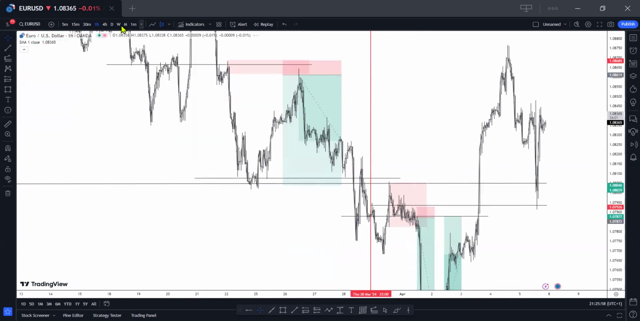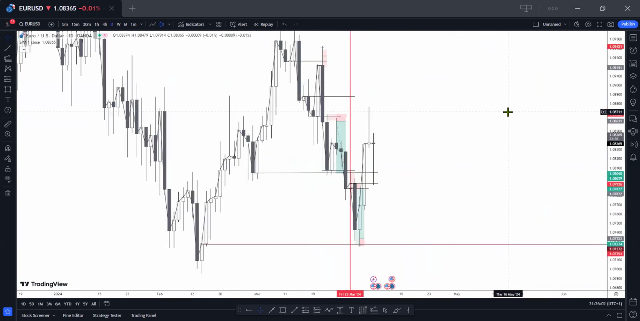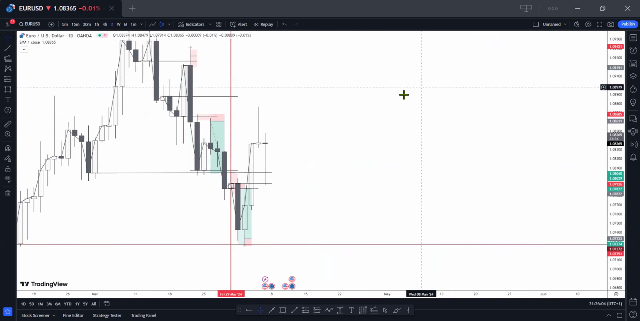So go back to the daily. You keep holding your buy strongly. Hold your buy strongly, right? Also, this is a daily level. Don't forget, this is a daily level.